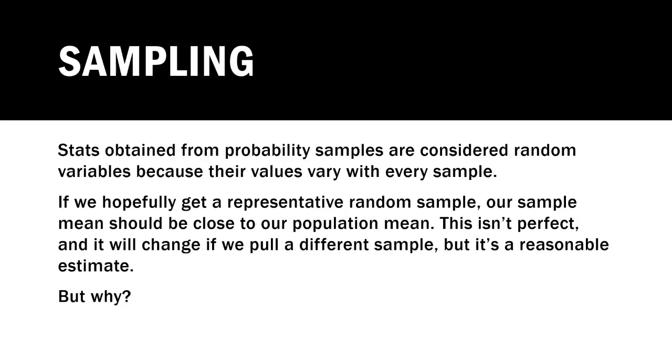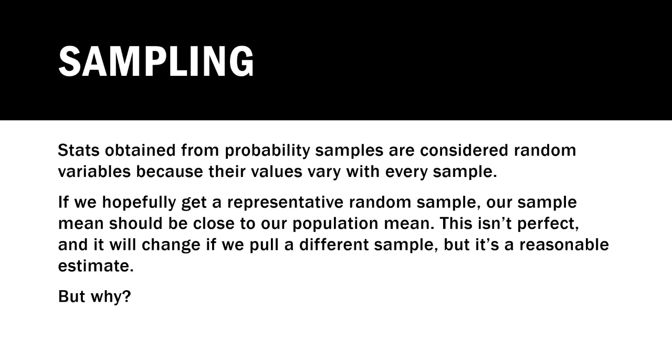So sampling next. Stats obtained from probability samples are considered random variables because their values vary with every sample. Hopefully we get a representative random sample, and our sample mean should be close to our population mean. It's not perfect, and it'll change if we pull a different sample, but it's a reasonable estimate. If we pick 100 women with the average height, we're going to get somewhere around the average height of the American woman, if we pulled that representative sample.